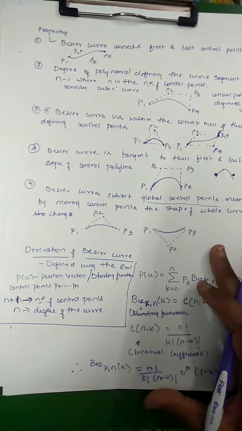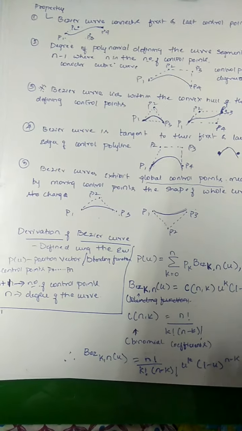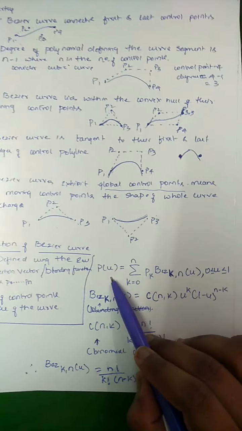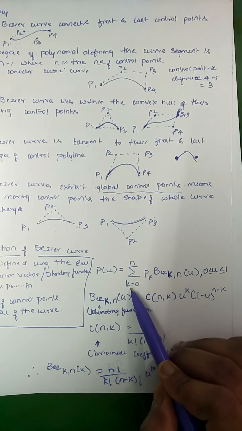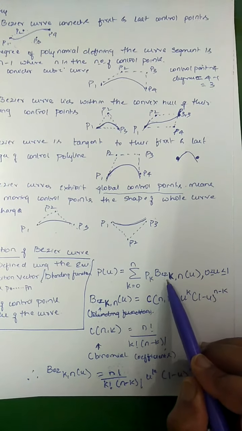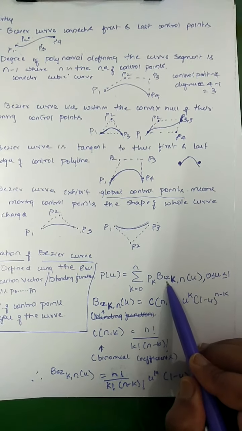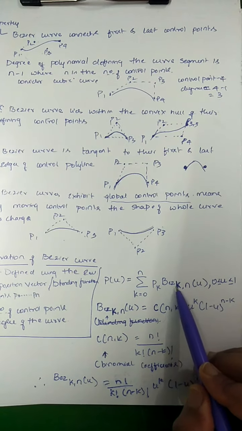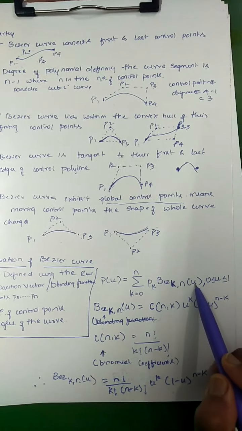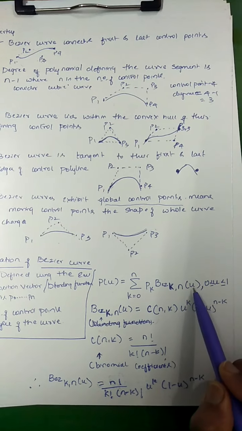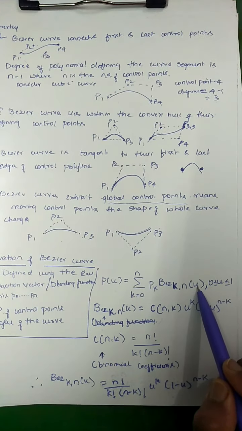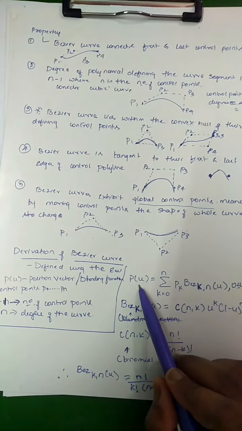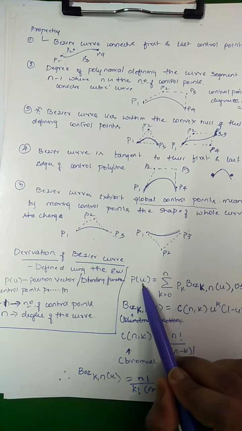So now let's see the derivation of the Bezier curve. It is defined using the equation P of u equals the summation over k from 0 to n of pk times Bz, which is nothing but a binomial function, that is Bz k comma n of u, where this parameter u, with which we can control the curve, should lie between 0 and 1. So we can call this P of u a position vector as well as the blending function.